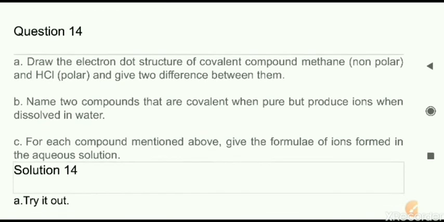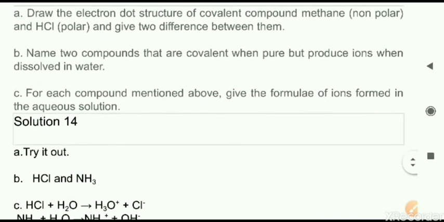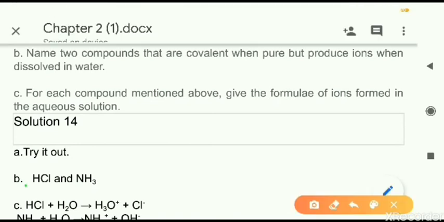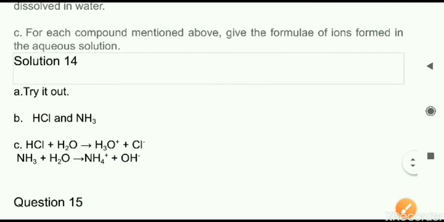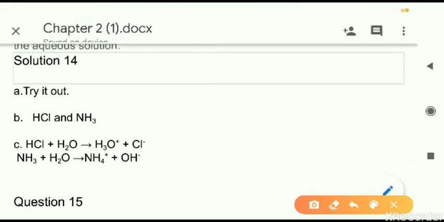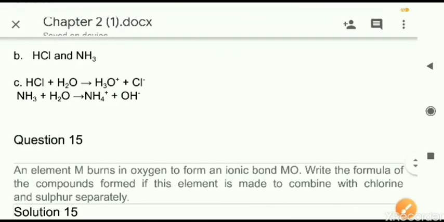Next, part B: name the compounds which are covalent when pure but produce ions when dissolved in water. The covalent compounds which can dissolve in water are polar covalent compounds. So we can write any two examples of polar covalent compounds. Here I have written two: one is HCl and the other is NH3, that is ammonia. Then part C, you have to write the equations for when these polar compounds are dissolved in water, as mentioned here.